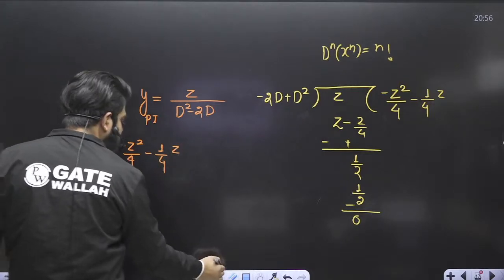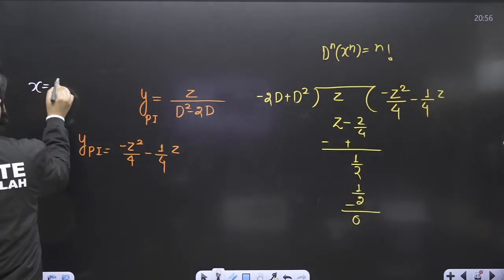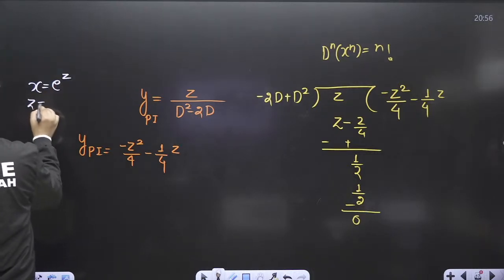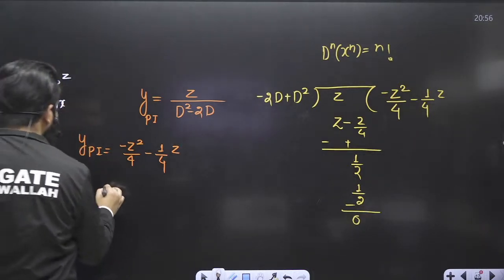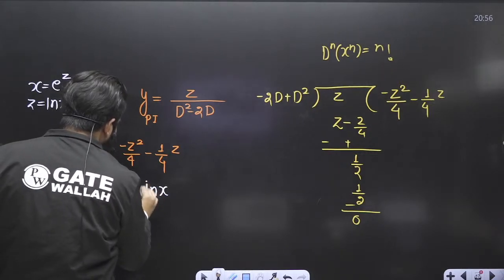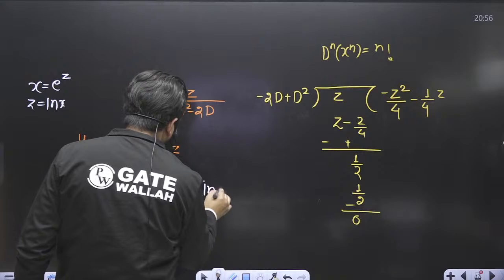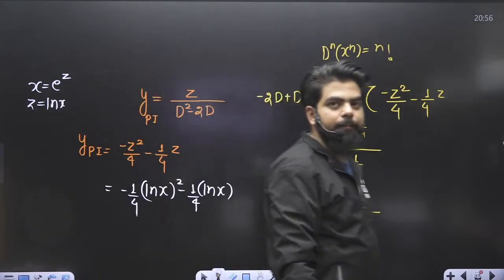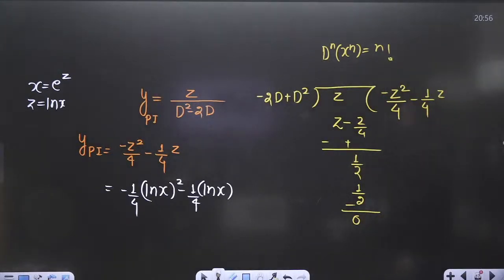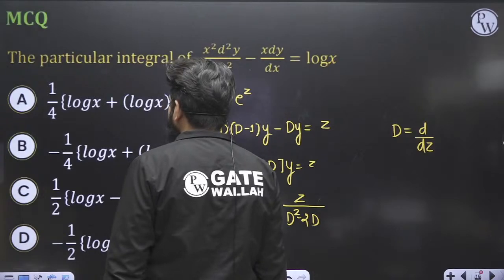But our final answer should always be in the form of x. So you have already calculated x as e to the power z, so z will be ln x. So the final answer will become minus 1 by 4 (ln x) whole square minus 1 by 4 ln x. I hope this is the answer that everyone of us should get. Minus 1 by 4 (ln x) square plus ln x. So option B is the closest answer that we are getting.